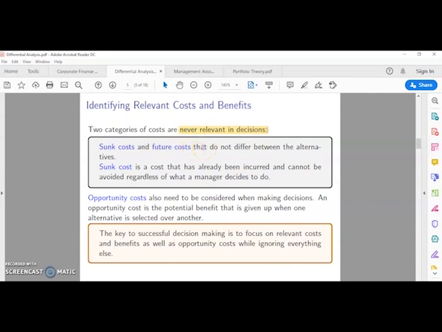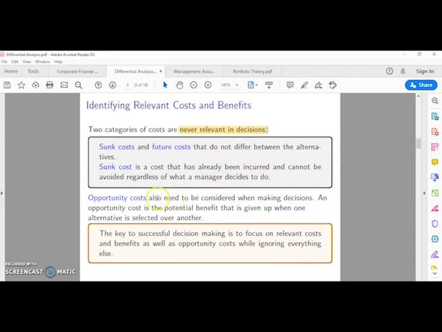In fact, when we have these two types of costs, there is no difference between the alternatives, which means that we cannot include them in decision making. Sunk cost is a cost that has already been incurred and cannot be avoided regardless of what a manager decides to do. So this is a type of cost that cannot be avoided. Therefore, it's completely irrelevant to your decision making process.